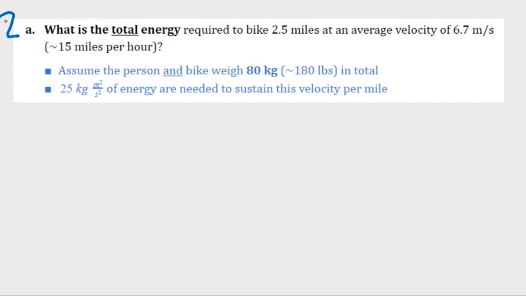Question 2A. What is the total energy required to bike 2.5 miles at an average velocity of 6.7 meters per second? Assume the person and the bike weigh 80 kilograms. And right off the bat, let me just start highlighting the stuff that we are given, values that will be important to incorporating the total energy. We'll get to the total. If your intuition is telling us we have to do something different because there's something else going on, awesome. Let's build on what we already know and then get to that second part, that total part, in a second.